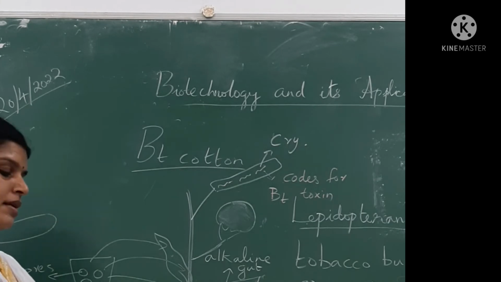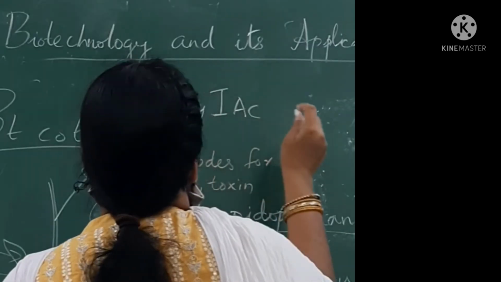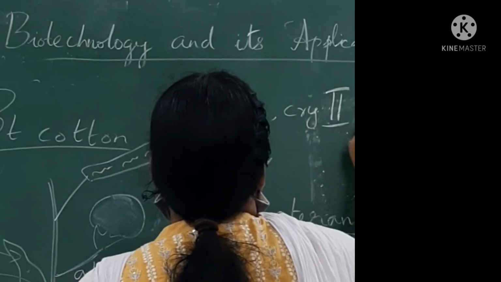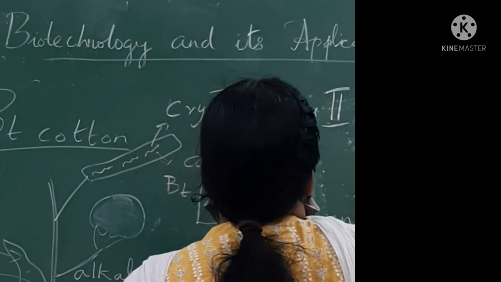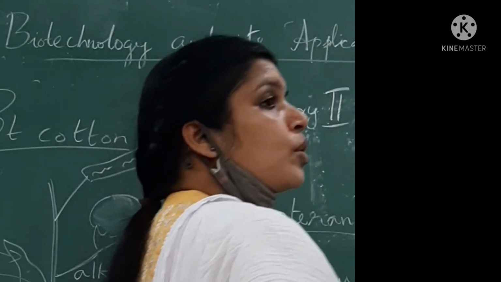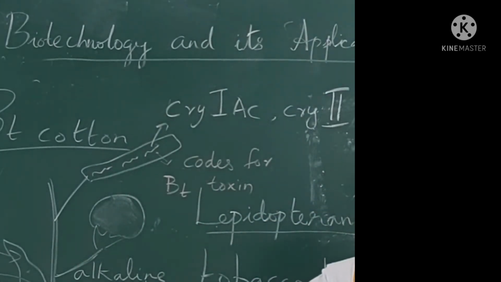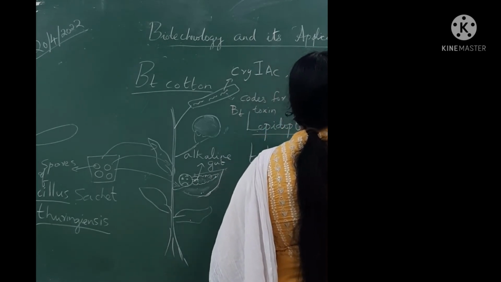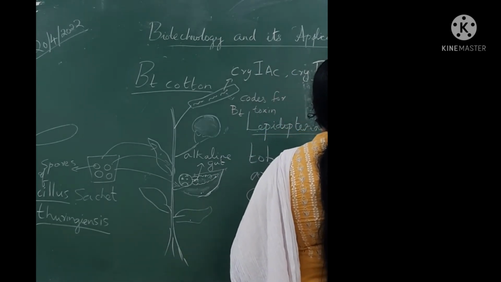Now, different genes. Cry2AB is injected to kill cotton bollworm. Cry1AB is given to control pondworm.